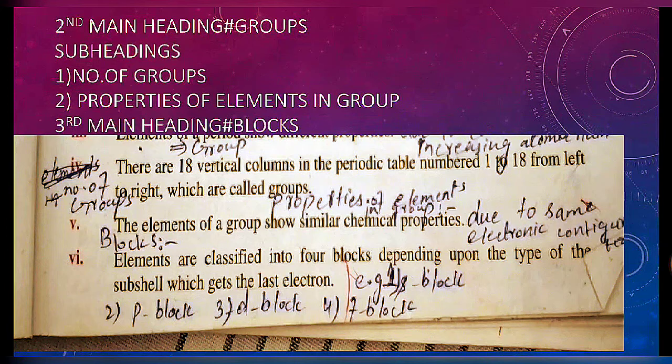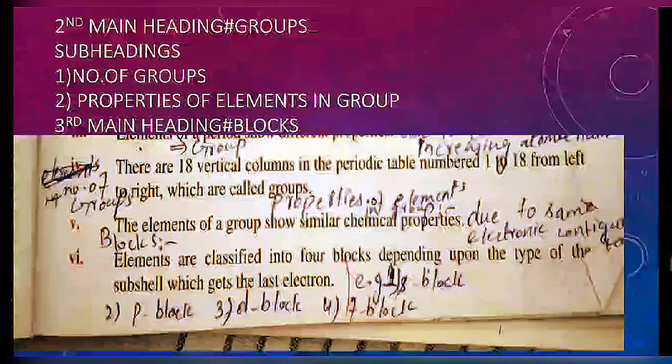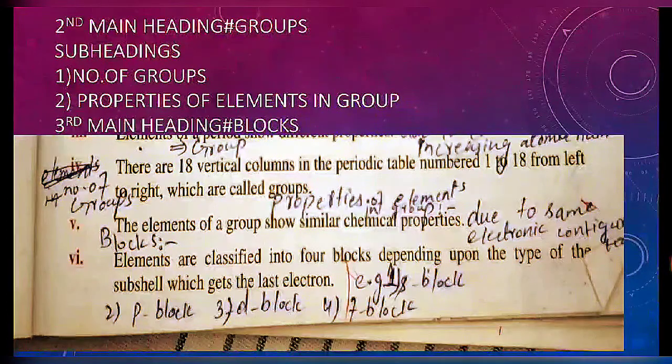Next heading is point 6, blocks. Elements are classified into 4 blocks depending on the type of the subshell which gets the last electron. If the electronic configuration of elements completes at the s subshell, we call it the s block. If it completes at the p subshell, it is called the p block. If it ends at the d subshell, it is called the d block, and similarly the f block. This is our most important short question 4 from the exercise.